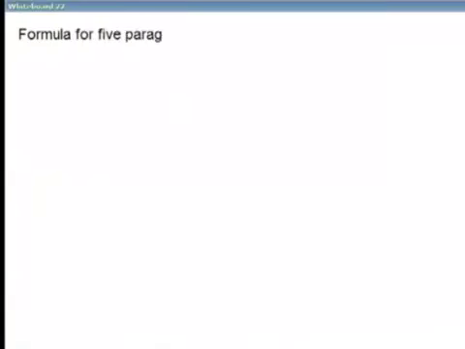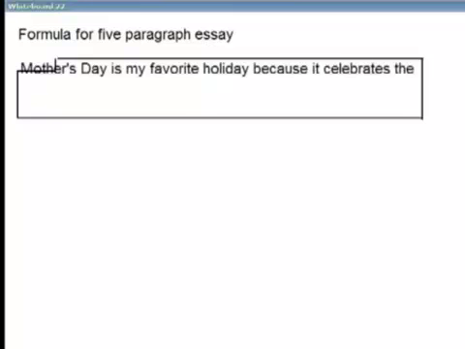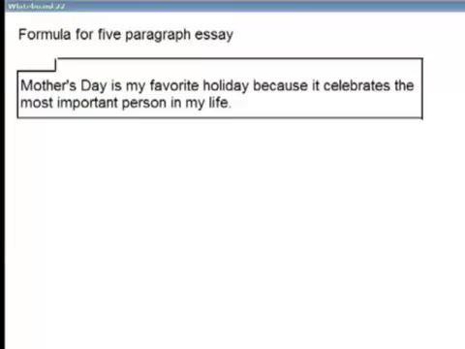The next formula is the formula for the 5-paragraph essay. Now, you probably already know this, but I just want to take a second to show you where certain sentences from your outline are placed. Okay, let's call this paragraph here the intro paragraph. And let's put in the thesis here.